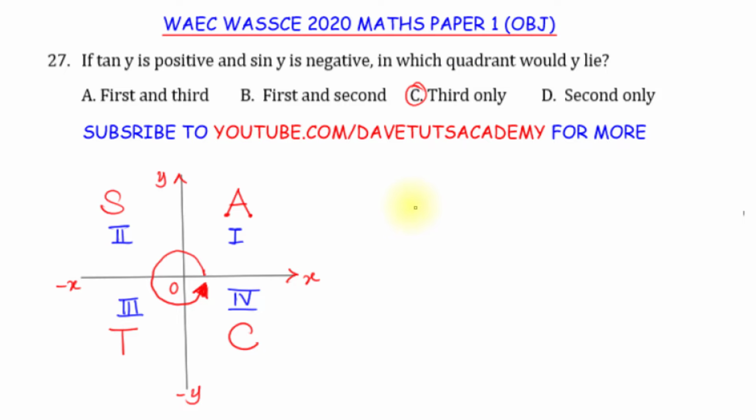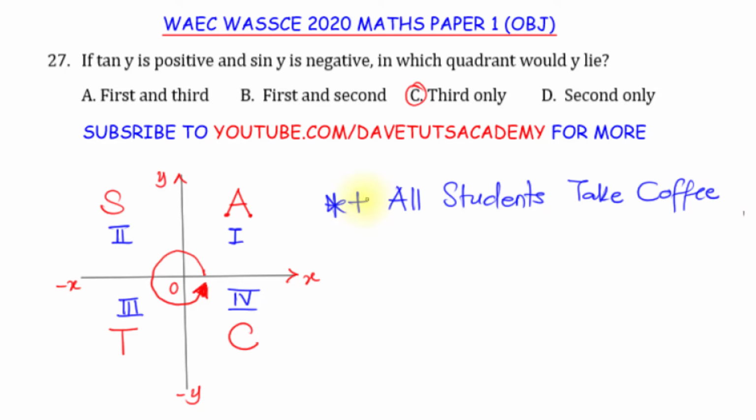A very good acronym for you to understand this is to say that all students take coffee. All students take coffee. This is a very good acronym, being that in the first quadrant, all are positive. In the second quadrant, sine is positive. In the third quadrant, tangent is positive. And in the fourth quadrant, cosine is positive. That is following the movement of the quadrants from the first quadrant anti-clockwise.